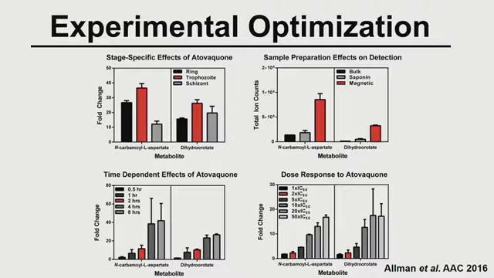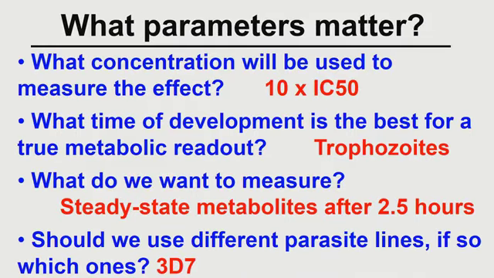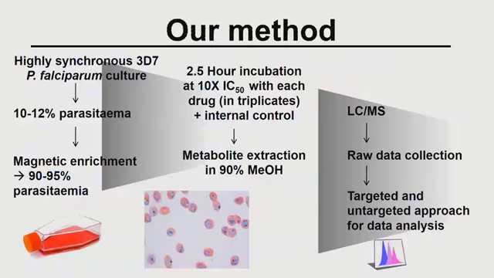So we've been working down in this range between 5 to 10x the IC50. To answer these questions that I laid out before, all the experiments that I'll show you have been attempting to target 10x IC50 at the trophozoite stage, measuring steady-state metabolites using mass spec-based approaches after 2.5 hours using the 3D7 strain of Plasmodium falciparum.